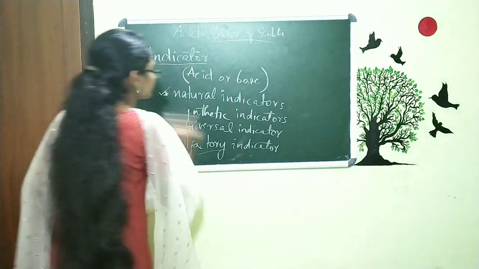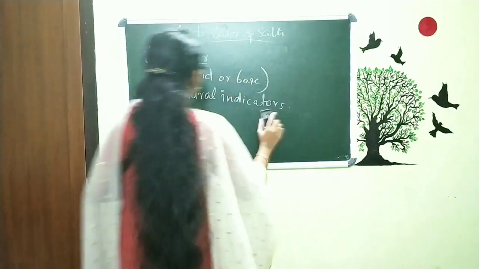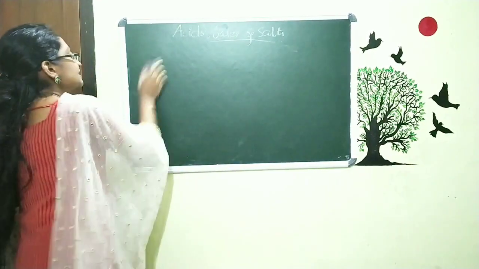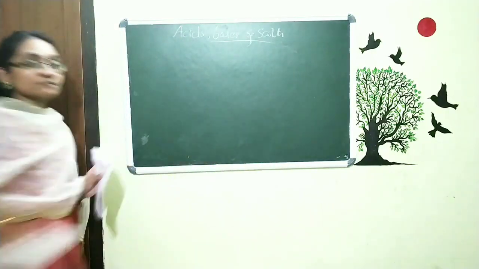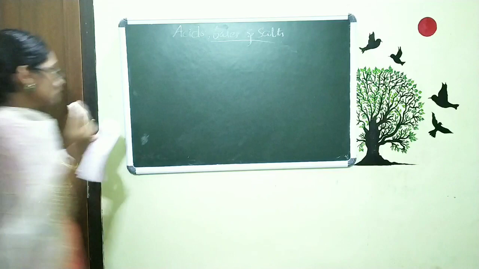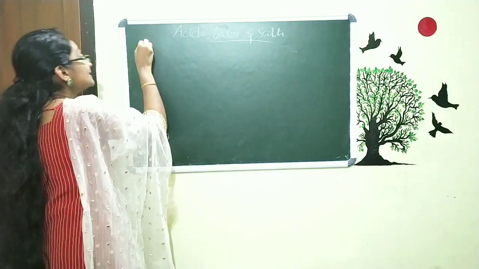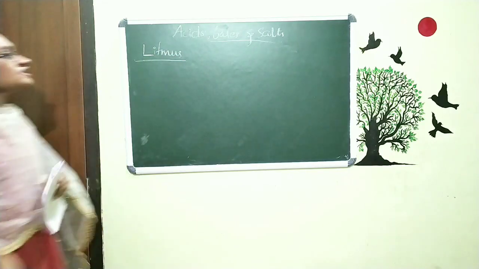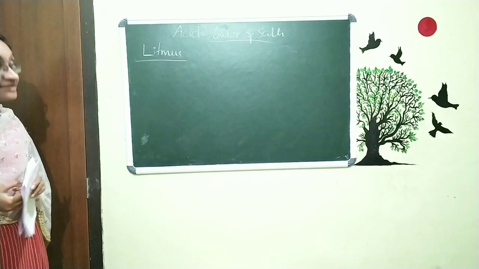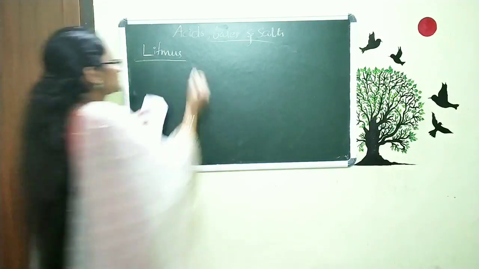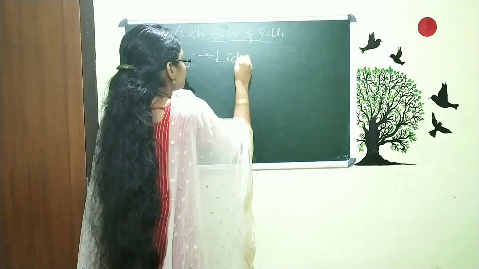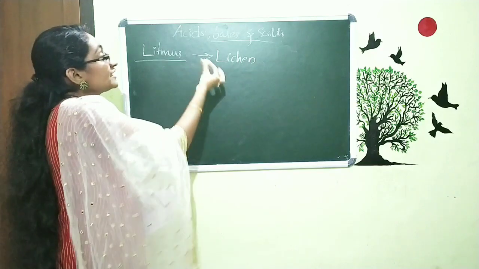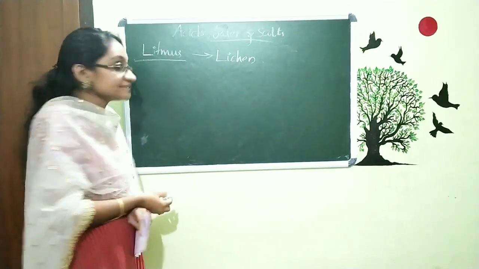Now we are going to explain natural indicators. Natural indicators means the indicators that we get from our nature. The first one is litmus. Where do we get this litmus from? We get this litmus from the lichen plant, or we can say we extract the litmus from the lichen plant.